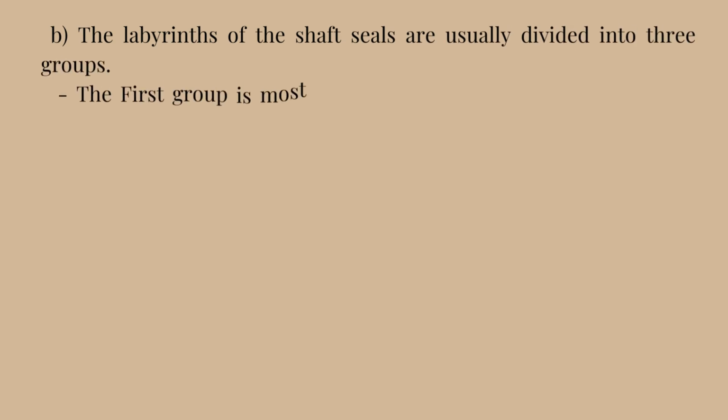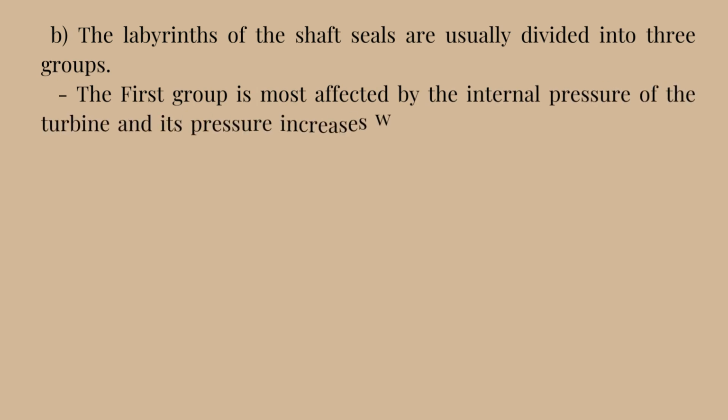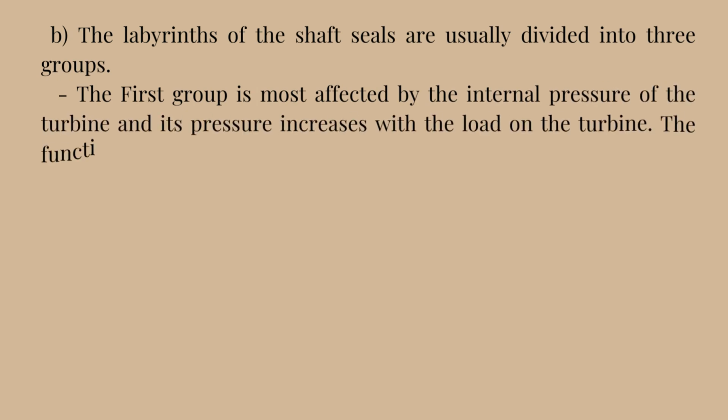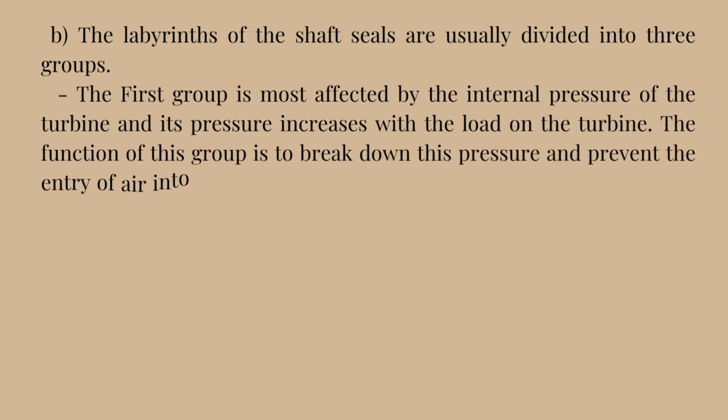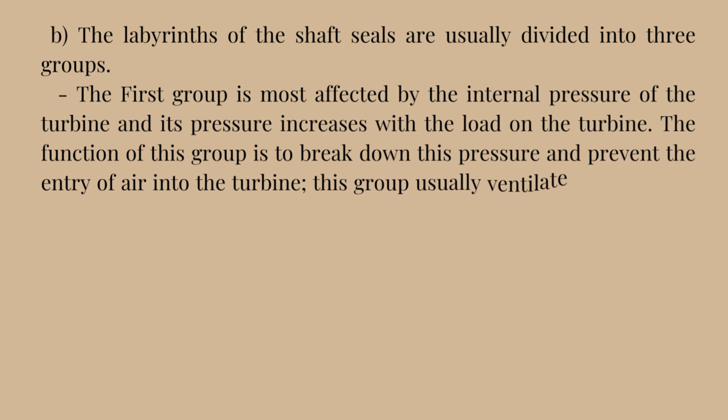B. The labyrinths of the shaft seals are usually divided into three groups. The first group is most affected by the internal pressure of the turbine, and its pressure increases with the load on the turbine. The function of this group is to break down this pressure and prevent the entry of air into the turbine. This group usually ventilates one stage of the turbine.